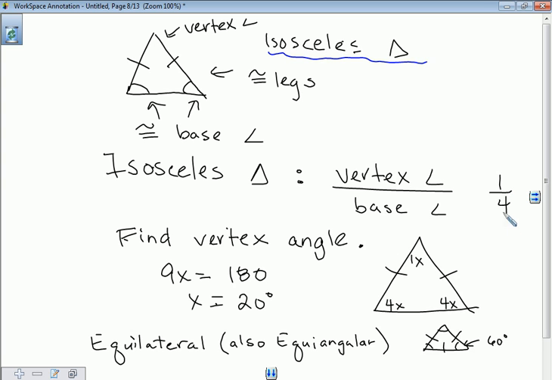Since we know it's 1 to 4, when we're not certain of a value in math, what do we use? A variable, x. So it's 1 times x to 4 times x and 4 times x. So how many x's are there? 9. We know their sum must be 180, so x is 20 degrees.